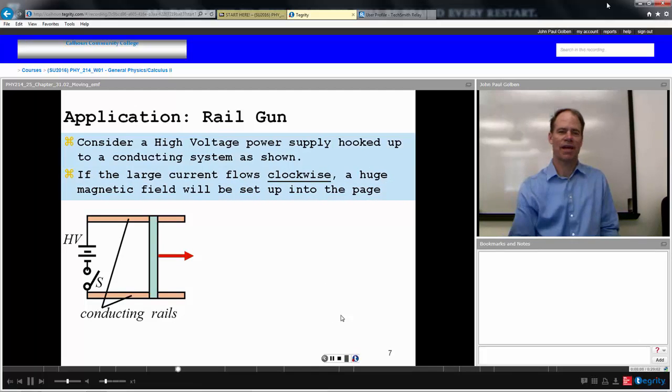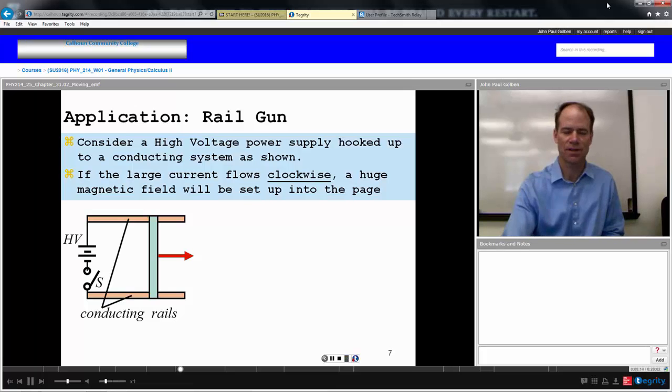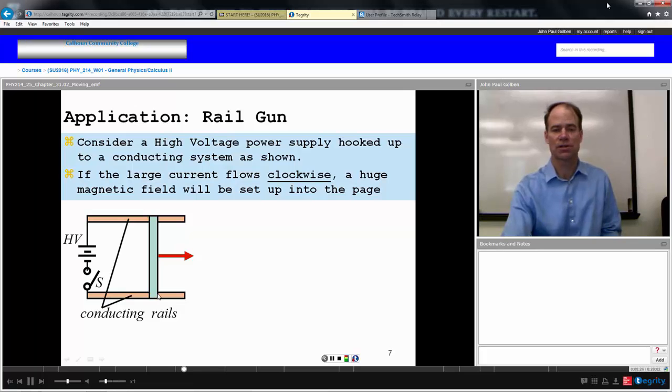Here's another application. A railgun. Consider a high voltage power supply hooked up to a conducting system as shown. If we run a high voltage, we're going to have a very large current, and in this case, as we indicate here, it's going to flow clockwise through this circuit.